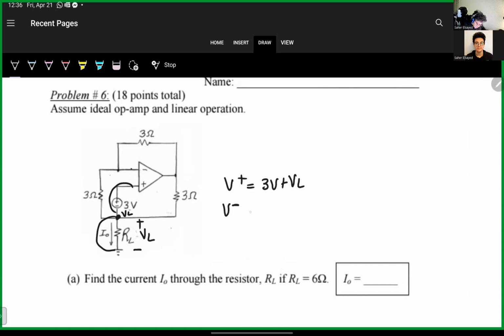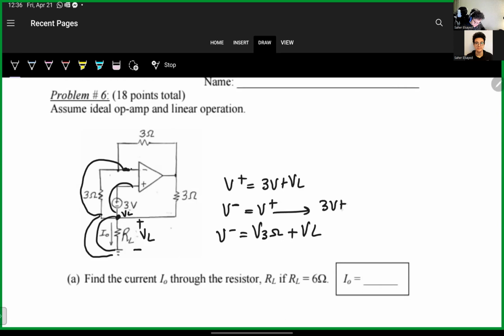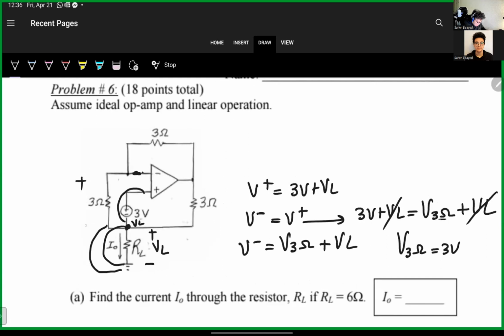V minus is equal to V plus. We know that. Okay, what is V minus? It's the voltage from here to here and the voltage from here to here. So it's the voltage across the 3 ohms plus VL. Okay, let's put these two together. So 3 volt plus VL is equal to V3, the voltage across the 3 ohms plus VL. VL will cancel from both sides, so V3 ohms is equal to 3 volt. What does that mean? It means the voltage across the 3 ohm resistor is equal to 3 volt.